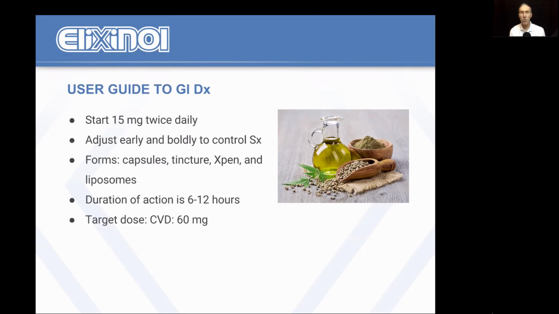During those acute suffering phases, you may have to use it more frequently, but you can decrease the dose as the symptoms come under control. Reduce it to what you need for this particular condition. And the target dose, not for cardiovascular disease, but for immune and inflammatory reactions, is 60 milligrams. And so that's about the target dose.